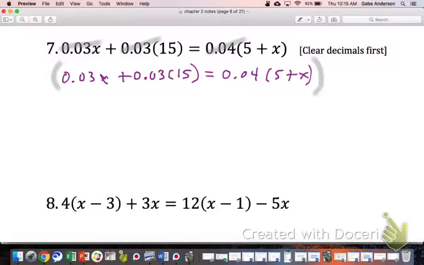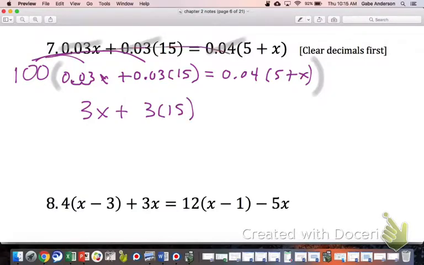I'll show you. I mean, it is sort of a little trick. I'm going to multiply by 100. All that really means is that as I multiply by 100, I'm just going to move the decimal over 2 places. That's all it really is. So moving the decimal over 2 places gives me 3x. Moving the decimal over 2 places gives me 3 times 15. Moving the decimal over 3 places gives me 4, parentheses, 5 plus x.